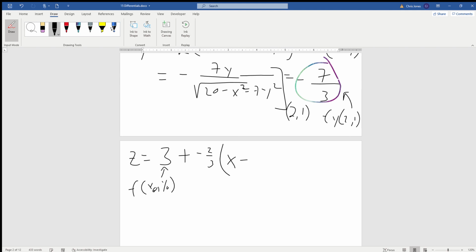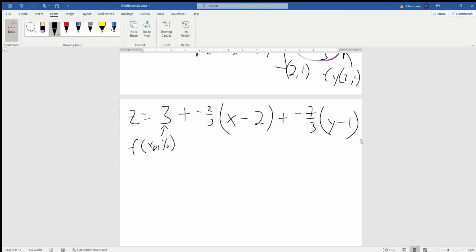and remember the original point was (2, 1), so it's going to be x minus 2, plus negative 7/3 times x minus, or y minus 1, excuse me, not x. So that's going to be a y minus 1. Right. And then finally we can go ahead and distribute and collect a whole bunch of terms.